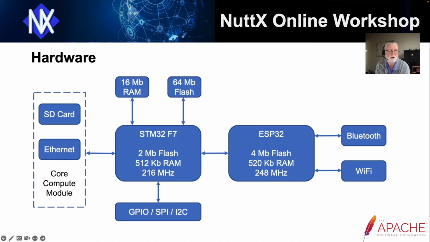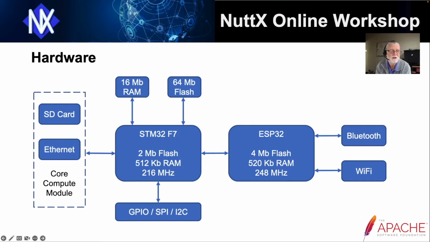So as we mentioned earlier, we have two microcontrollers on the board. We have an STM32F7 with 2 megabytes of flash, 512 kilobytes of RAM built into the chip, and it's running at around about 200 megahertz. The STM32 talks directly to 16 megabytes of RAM available to the user application and also to the runtime system. We also have 64 megabytes of flash, of which around 60 megabytes is available for data storage and the application.